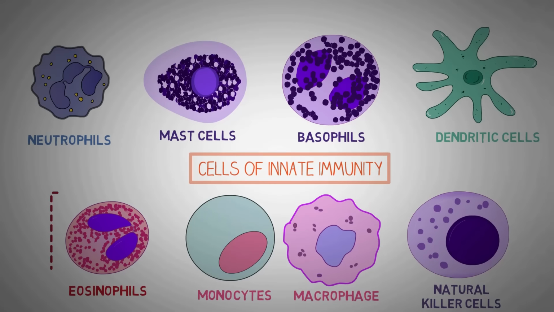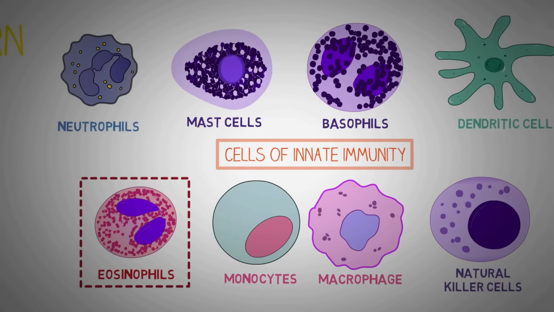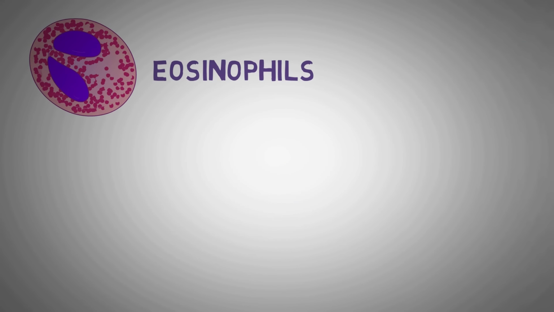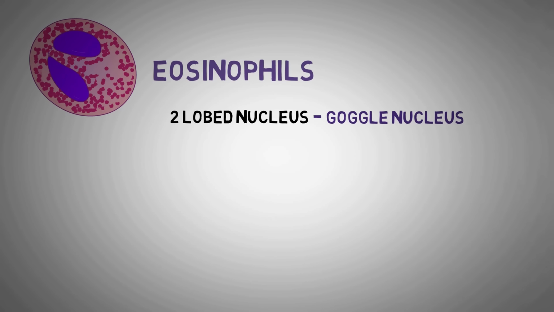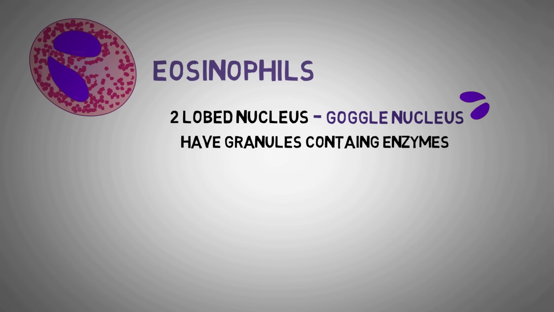The next type of white blood cells we have are known as the eosinophils. Eosinophils also have a similar looking nucleus to neutrophils, but it usually has only two lobes, hence named as a goggle-shaped nucleus. They also contain numerous cellular granules that contain different types of chemicals and enzymes.